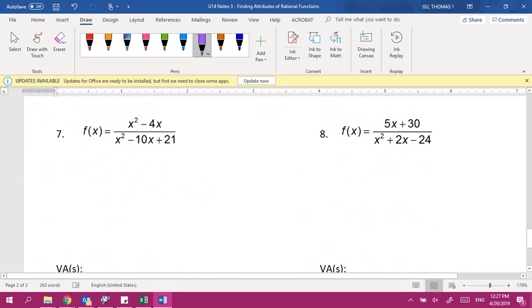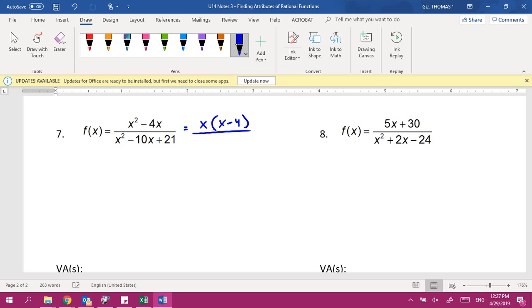Number 7. Okay, this is definitely not factored out. How would I factor the numerator out? Factor out x, what's left? x minus 4. The bottom, you'd have to use the x box, and that would give you x minus 7 times x minus 3.